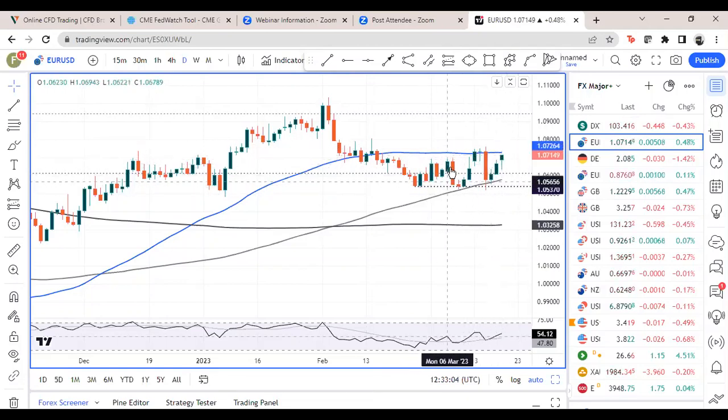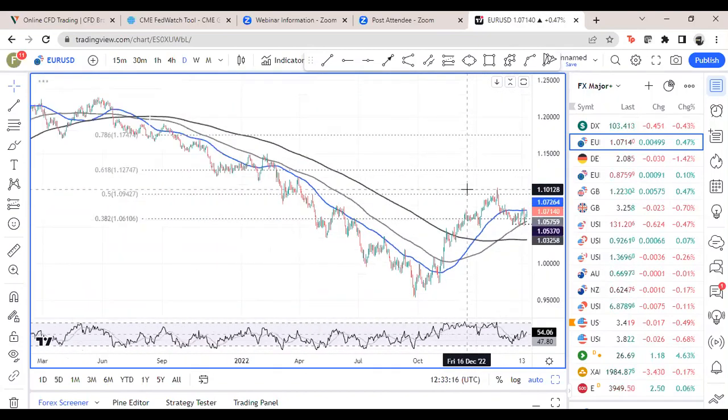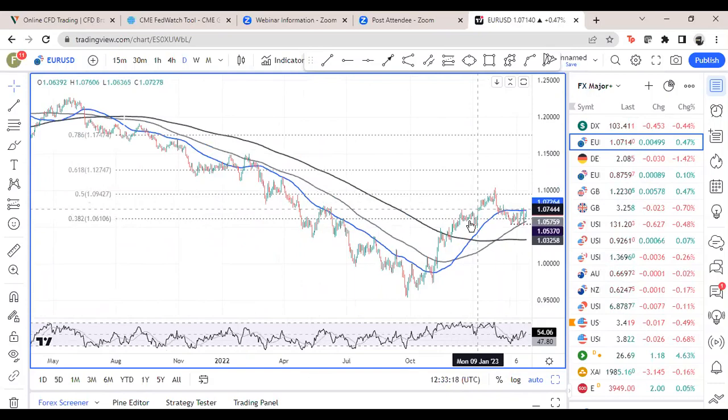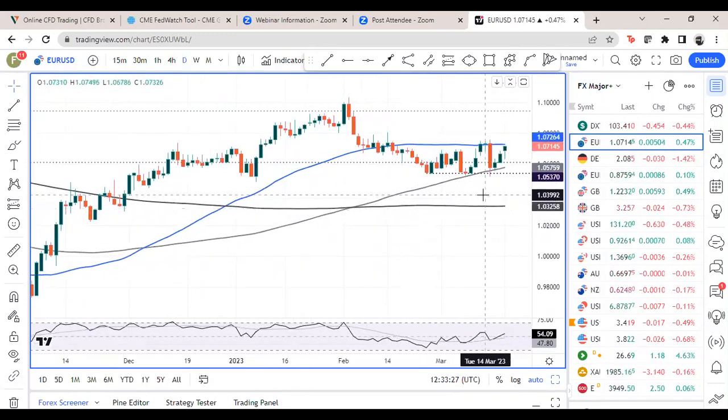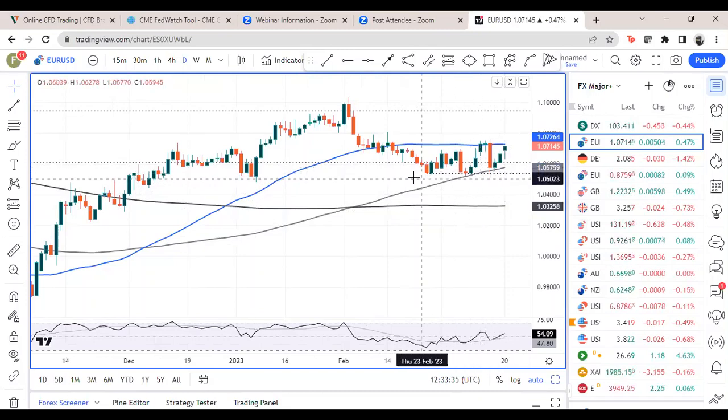Otherwise, if we roll back into this noise, back and forth, then we've got support at 106.10. That's a long-term support, which is actually a Fib level, sorry: the 38.2 Fib level of the decline in 2022. So that's at 106.10. Below that, we've got the 100-day moving average at 105.75, and then the lows around 105.37 or so. So those are some levels we're looking at in euro dollar.